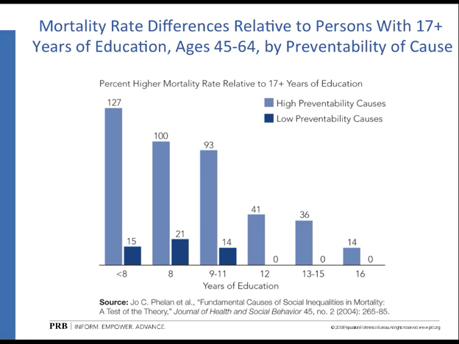Here, for example, consider U.S. women aged 45 to 64, who are depicted in this graph, with 9 to 11 years of schooling. They have a 93% higher mortality rate than women with 17 or more years of schooling for highly preventable causes of death. Thus, it appears as if educational attainment is helping to protect people from dying of causes that are preventable, which makes perfect sense if educational attainment is providing people with resources to enhance their lives and their health.